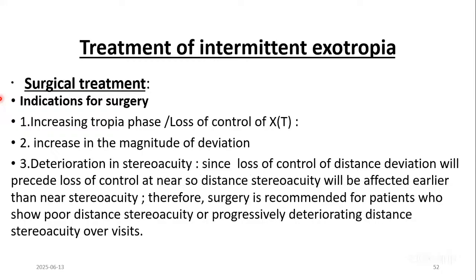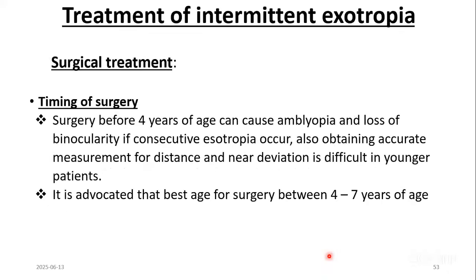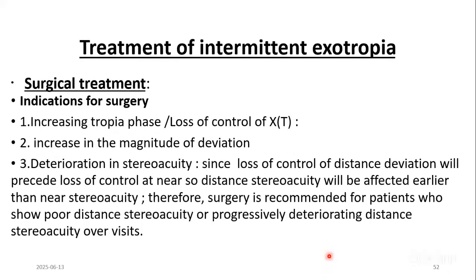Then we will go for the surgical treatment. Indications of surgery are usually poor control, increasing tropia phase, increase in the angle of deviation, and deterioration in the stereoacuity. In those patients, we will do surgery. The timing of surgery: what is the time of surgery for intermittent exotropia? School age. When the exotropia remains for more than 50% of the time of the day, that is the time when we do the surgery, according to Newcastle.